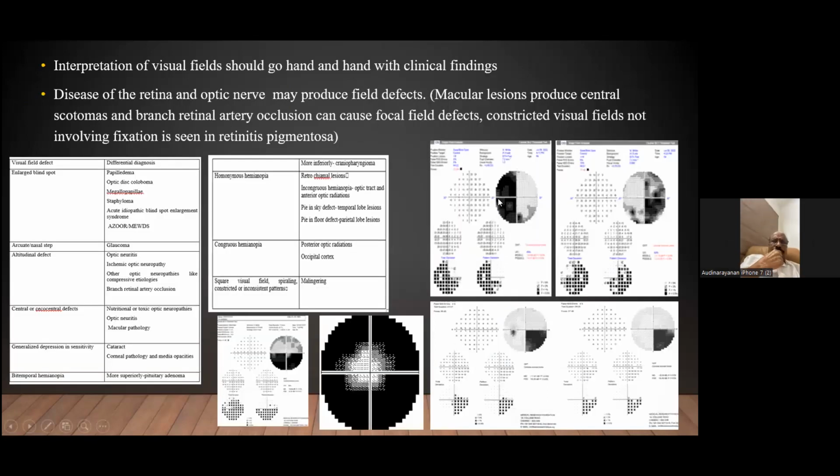So interpretation of visual fields should go hand in hand with the clinical findings. Disease of not only the optic nerve but also the retina may produce field defects. For example, a macular lesion can cause central scotomas, a retinal artery occlusion can cause focal defects, or a constricted visual field not involving fixation is seen in retinitis pigmentosa. So it is important to look at the fundus to correlate with the visual fields. And these are a few examples of visual field defects and their clinical conditions. This is the bitemporal hemianopia, and this is a picture of a right pie-on-the-floor defect. One is the inferior altitudinal defect, and the central one is the peripheral constriction seen in retinal dystrophy.